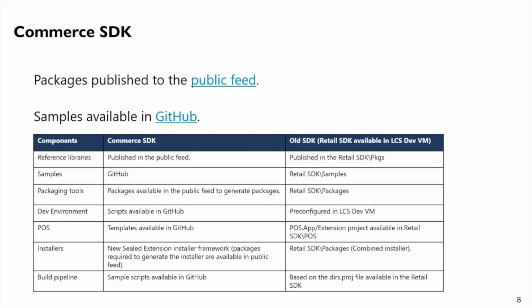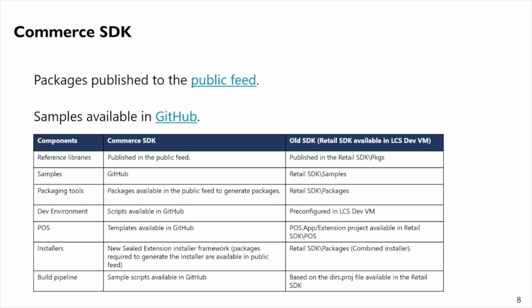The first thing I want to talk about: the new SDK mainly contains two components. One is the samples, and the other one is the packages. The samples previously were all published in the retail SDK in LCS. Now all the samples we are migrating or creating new ones and publishing them to GitHub. So going forward, any new sample, you will find it in GitHub. Maybe later when I show the demo of GitHub, I will show what the different repos are and how the folder structure is created for the new SDK. I will walk through that.